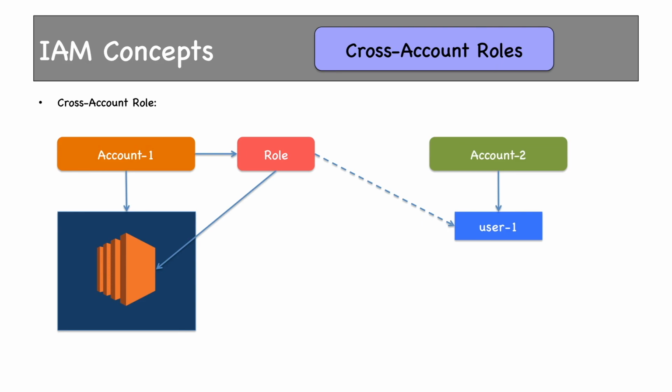It has chosen user 1, so user 1 can perform all actions mentioned in the permission policy of the role created by account 1. Once that is done, user 1 in account 2 can perform actions on the EC2 instances in account 1. This is how cross-account roles work.